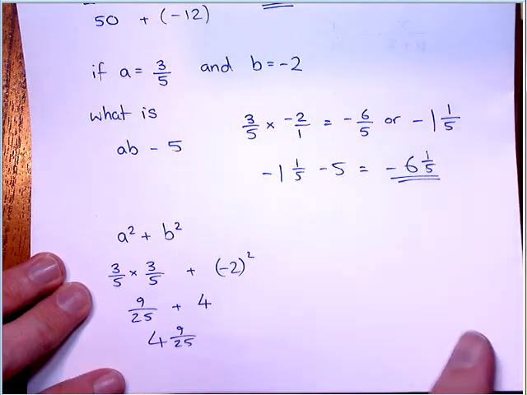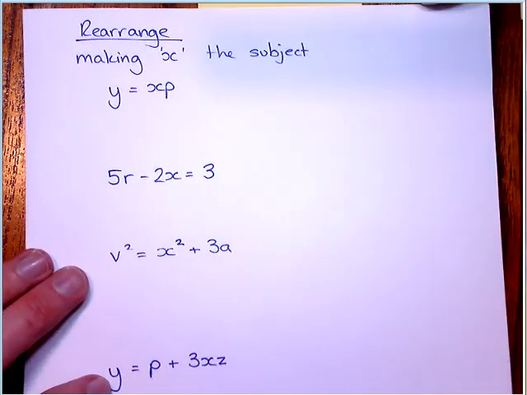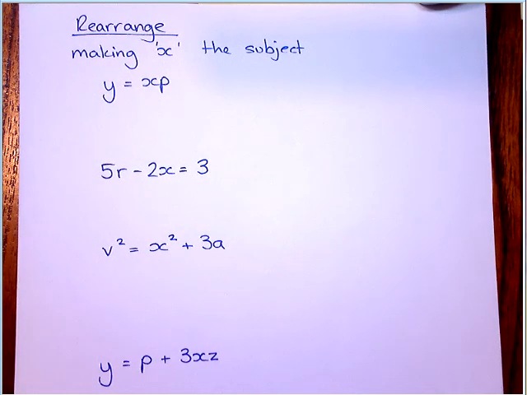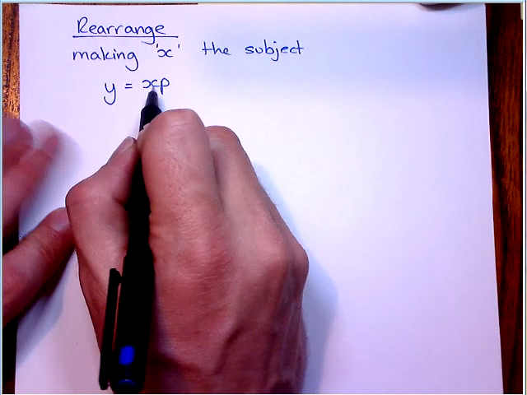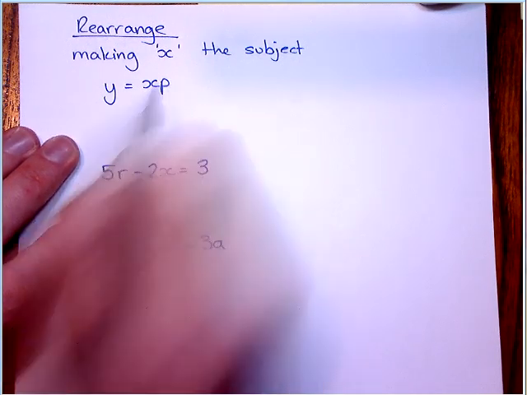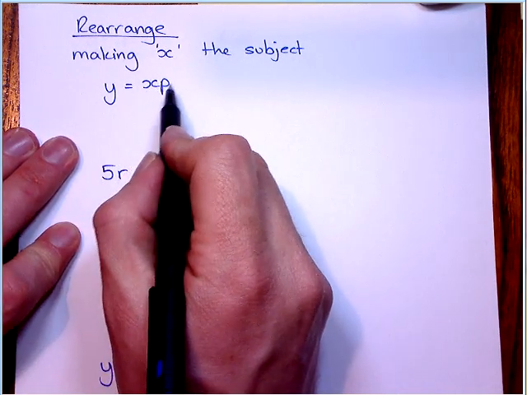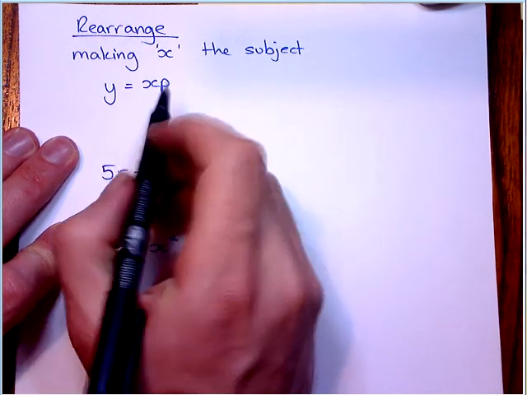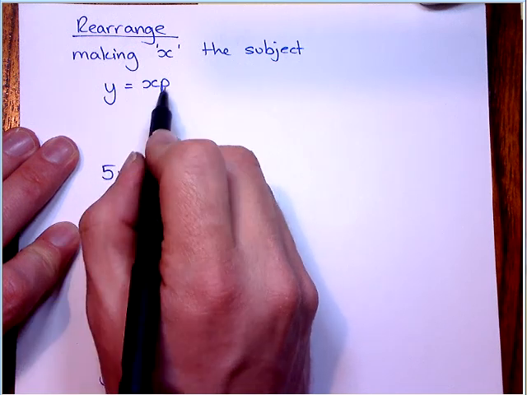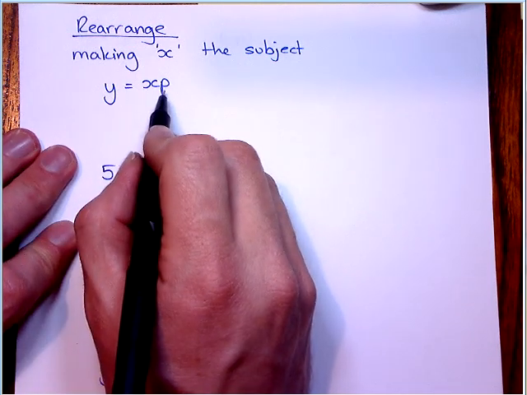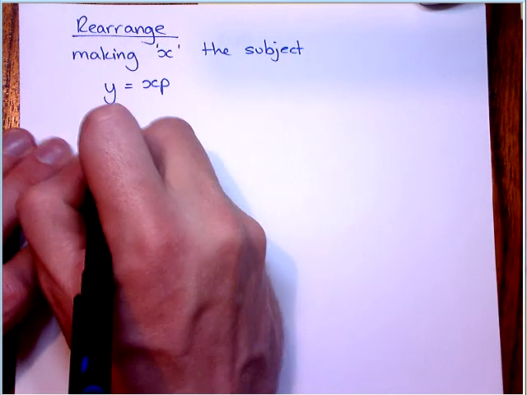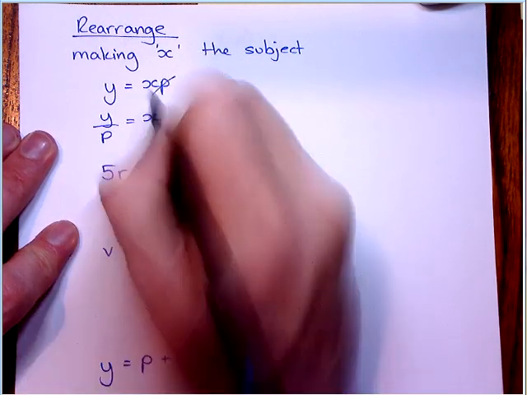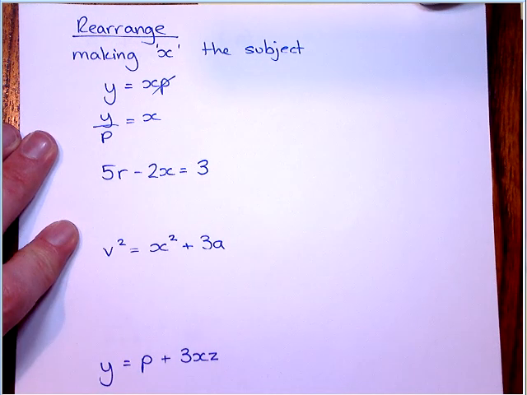Now, if it's not substitution, they're going to ask you to do some rearranging. And for these first ones, I'm going to make x the subject. So at the moment, the x is having something done to it with the p, and because the operation is hidden, it has to be multiplication. When things are together, it means multiply, so we have to divide by p to get rid of it. And what we do to one side, we have to do to the other side. So if I divide both sides by p, that will cancel out, and there we have it.